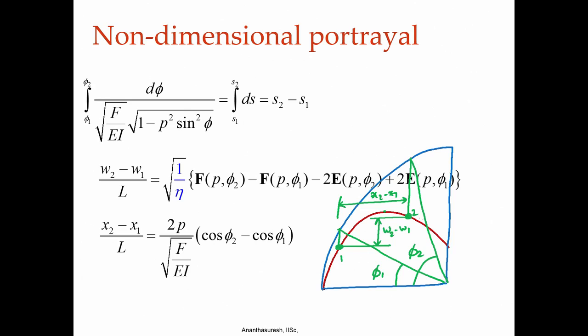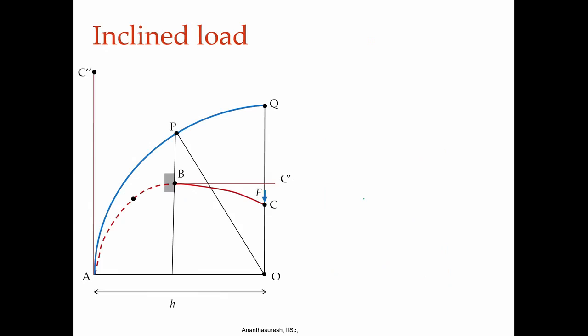So, this is point 1, point 2, and we can get that in a non-dimensional form. So, we can actually solve a number of problems, starting from a strut that was vertical like this and the original horizontal that we had, and anything in between. So, this means that there could be an inclined load. How does that come about?